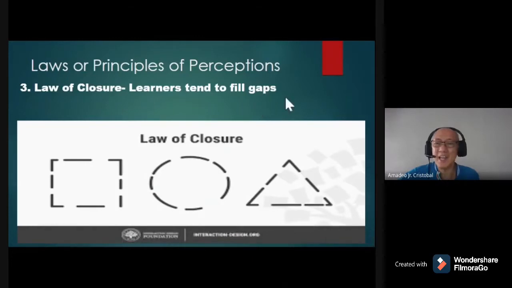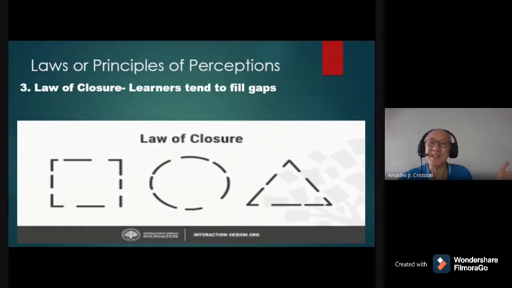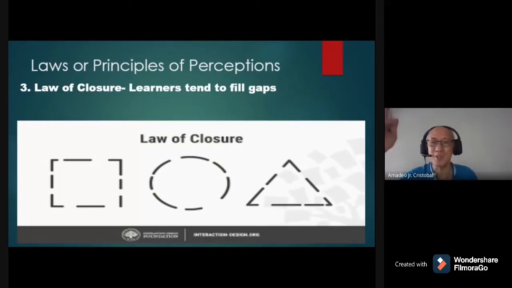Learners tend to fill gaps. So many of the students, when you teach them and they are listening to you, if they miss something, they usually connect the things that they have learned and the things that they have heard. Meaning, the previous lessons that you discussed and the present lesson that I am discussing, you connect them, and that is the so-called law of closure. To apply this principle, learners tend to fill the gaps.